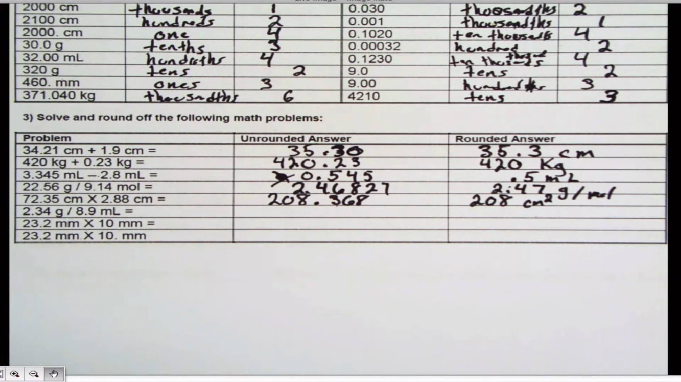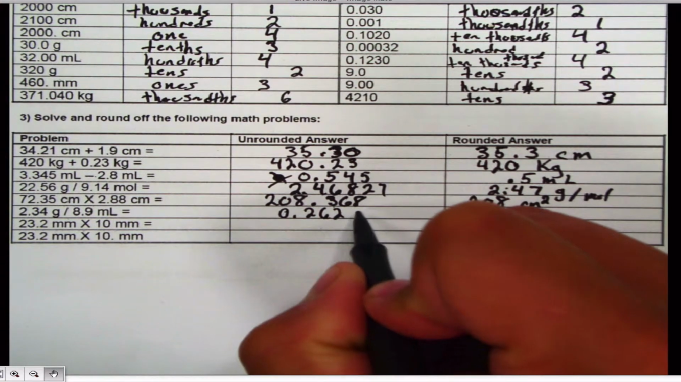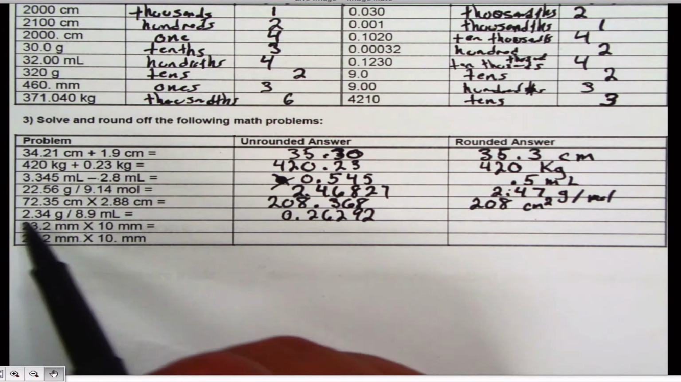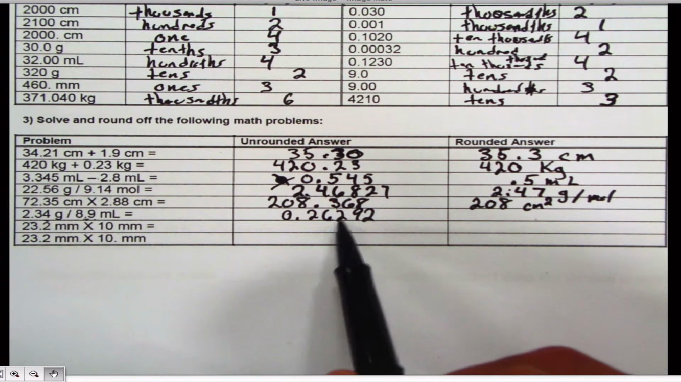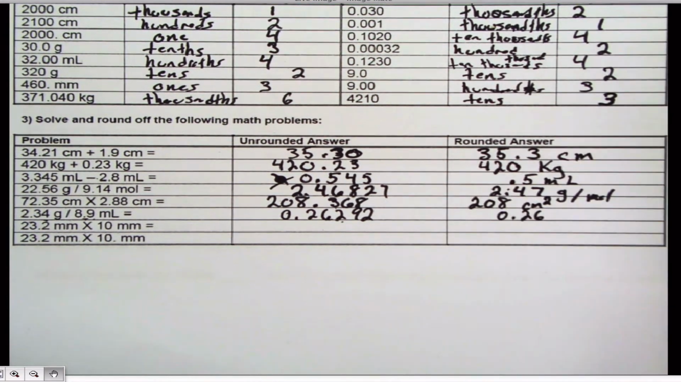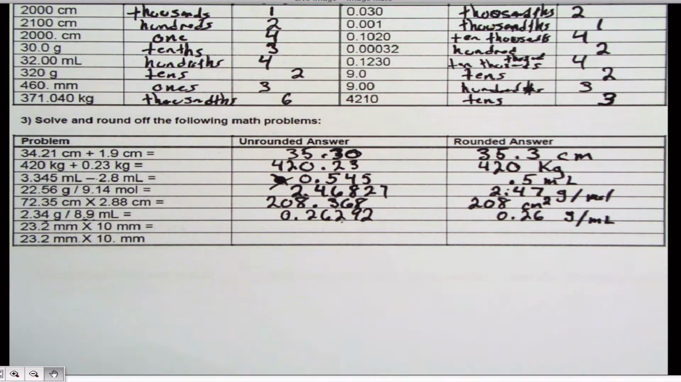All right, next one. Using our calculator if you want to, 2.34 divided by 8.9. You get a calculator answer of 0.26292, and it keeps going, but we'll just go that far. Here's 3 significant figures, here's 2 significant figures. I round my answer to 2. So I keep the 2 and the 6, I look to this one, it's a 2, so I just keep 0.26. And it's going to be grams per milliliter, because grams divided by milliliters.